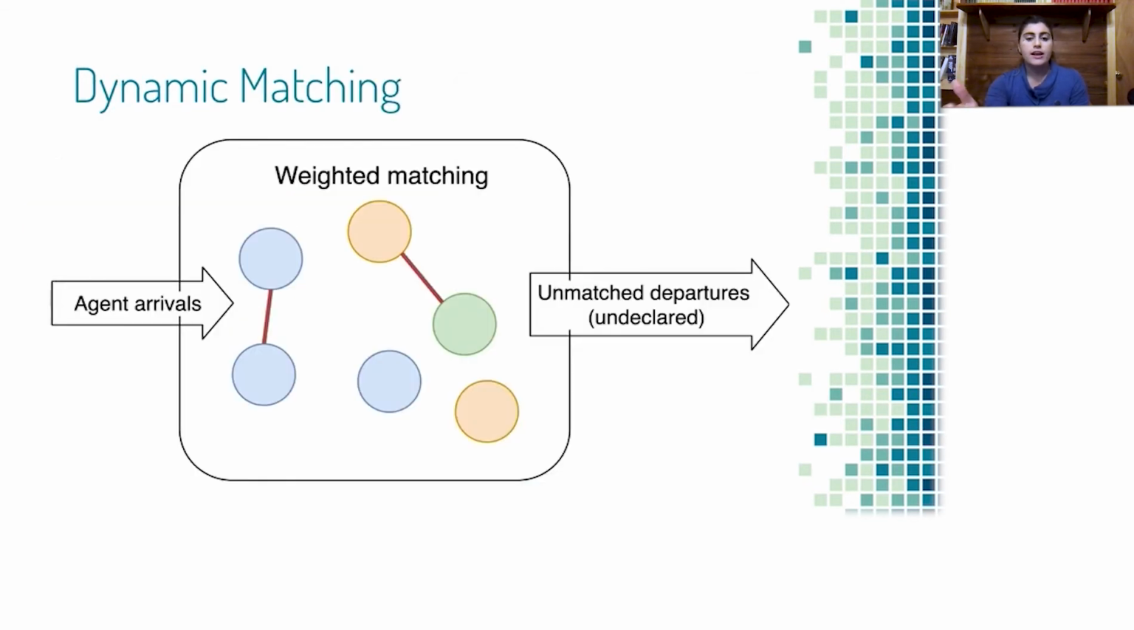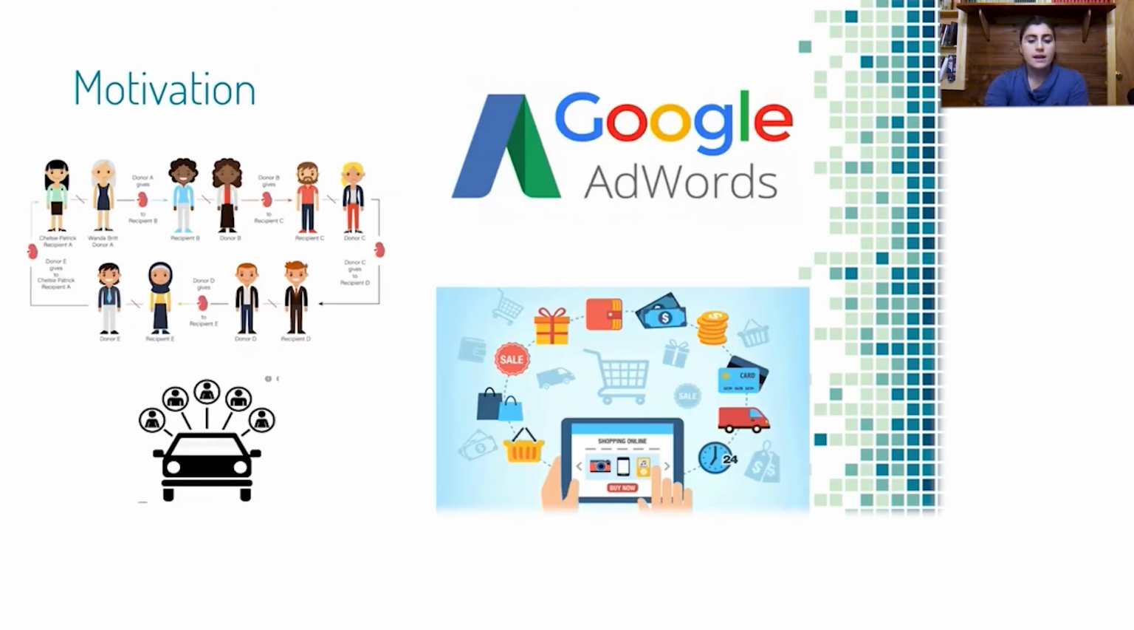To clarify, in our case, we're specifically looking at a dynamic matching model where the departures are undeclared. Going back to these motivations, in many of them you're not going to have someone say, oh, by the way, this is your last chance, I'm about to leave the system. We're going to have the departure just happen undeclared.